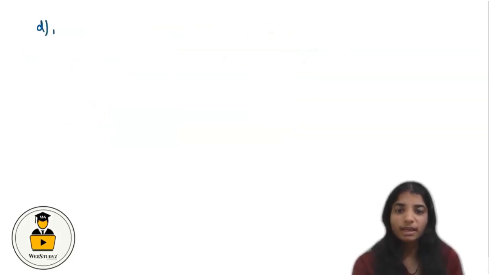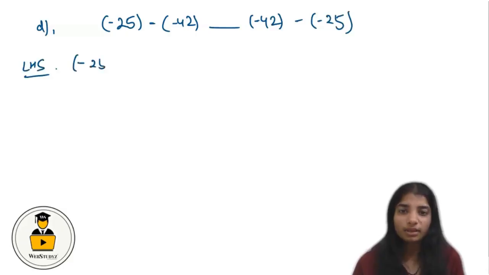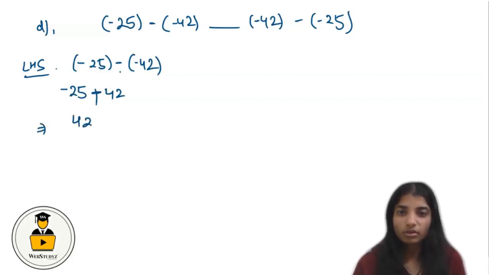Now let's move to part D. Part D is minus of 25 minus of minus 42, and minus of 42 minus of minus 25. Taking the left hand side, this is minus of 25 minus of minus 42. Solving the bracket, we know that minus and minus become equal to plus. So this is 42. So we are going to subtract 25 from 42. So this is 42 minus 25. When we subtract 25 from 42, we get the value as 17. So this is the solution of the left hand side of this equation.